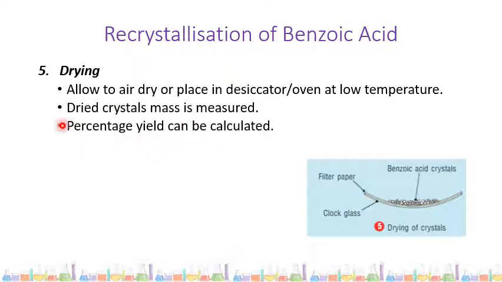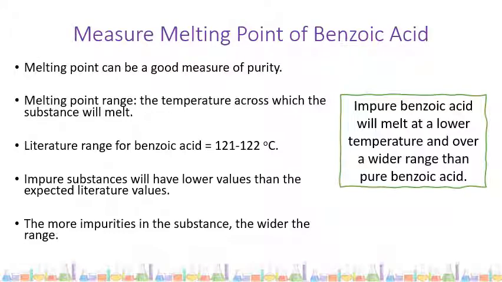That's the calculation that goes with this experiment when it comes up. So they may give you an experimental yield, an actual yield. You may have to do some stoichiometry to find out the theoretical yield, and then calculate the percentage yield from there. The final part to this experiment is measuring the melting point of benzoic acid.